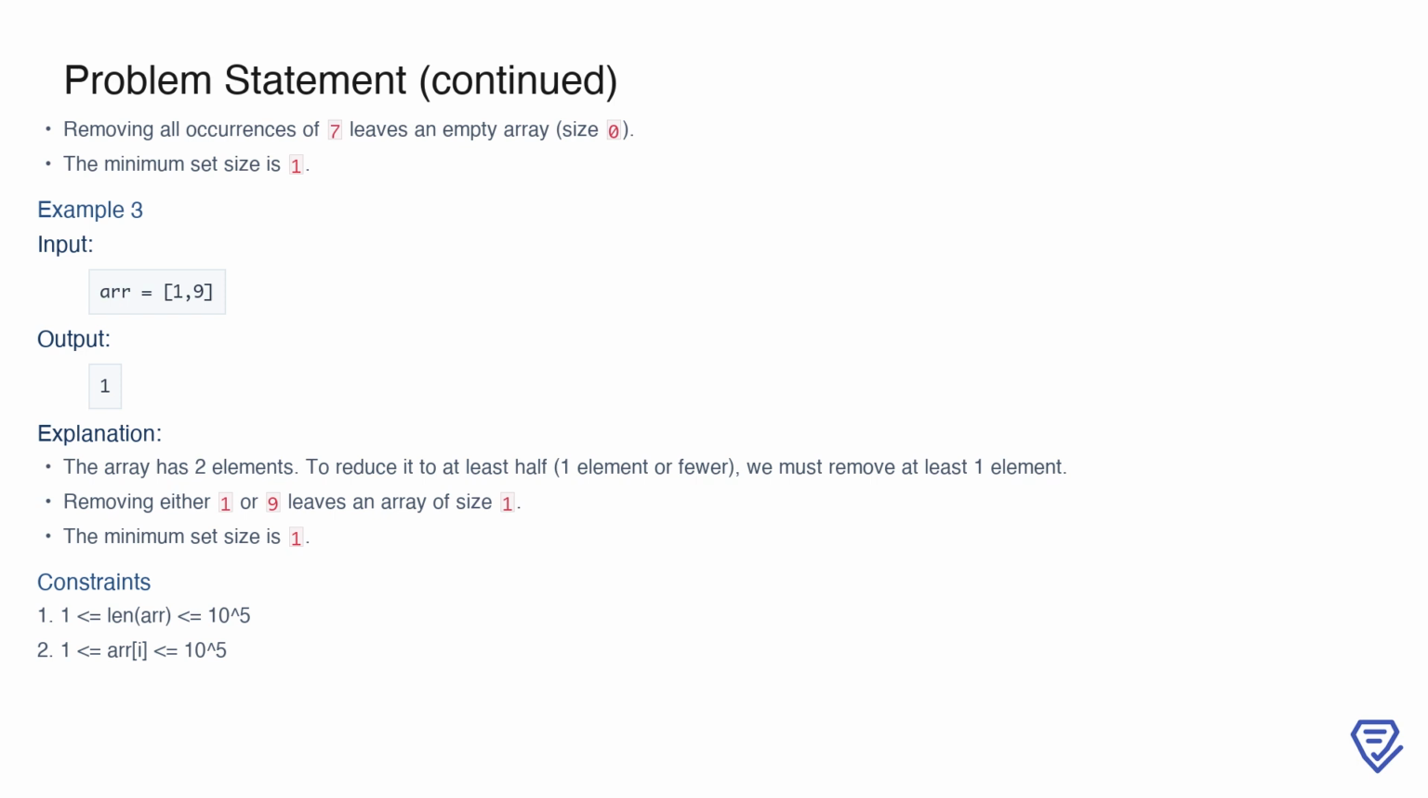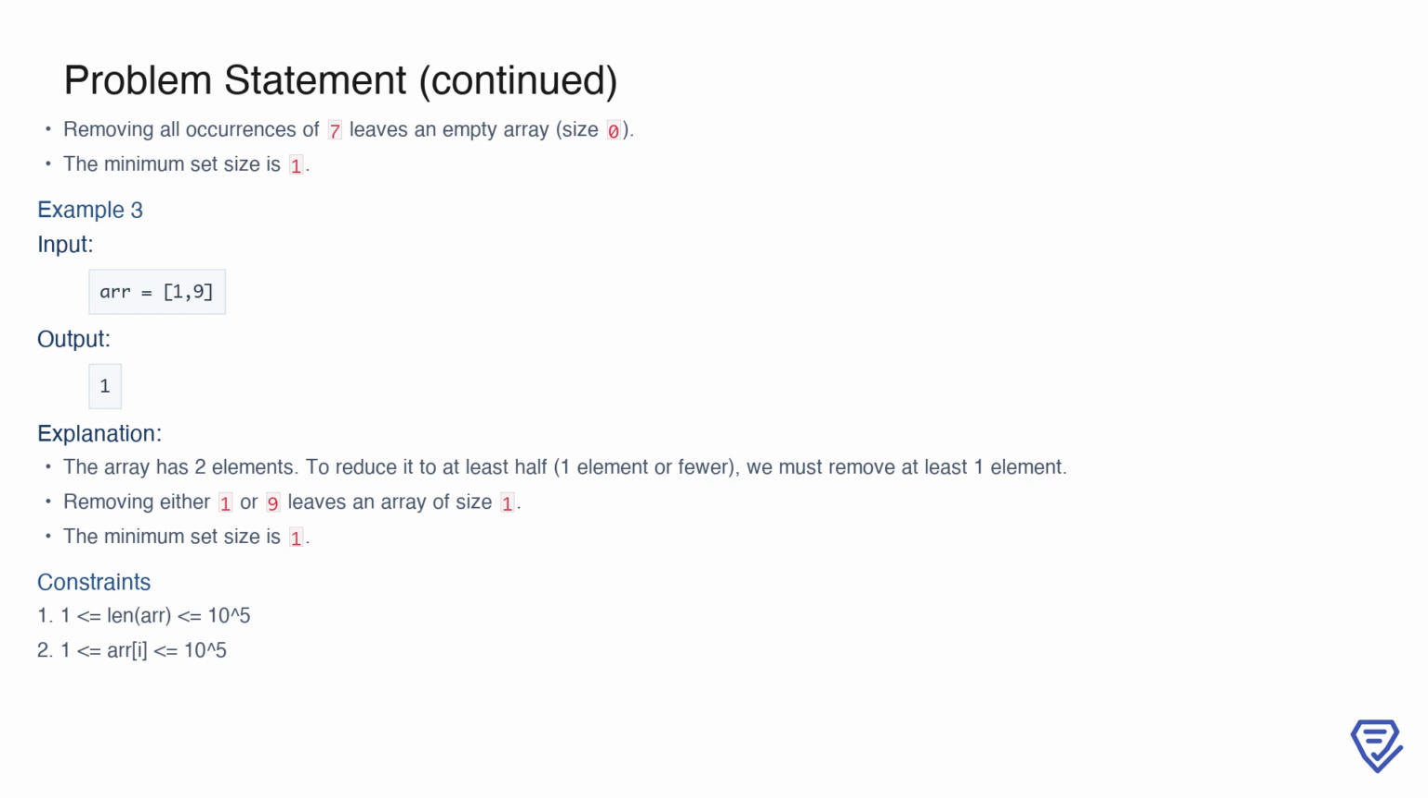As a final example, take an array like 1, 9. This array has only 2 elements, so to reduce it to half, we need to remove at least one element. Removing either 1 or 9 leaves an array of size 1. Therefore, the minimum set size in this case is also 1.